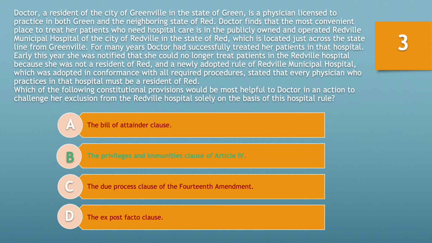C, Due Process Clause of the 14th Amendment. The Due Process Clause applies to state actors, which arguably the hospital could be. That being said, it's generally more civil rights than anything else. Here, there is no allegation of a civil rights violation. There's only more specifically what would seem to be a Privileges and Immunities Clause violation.